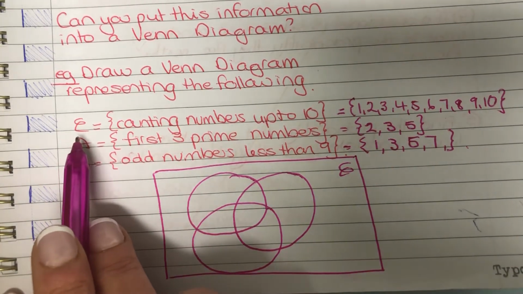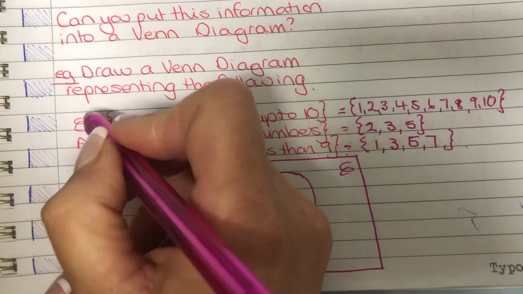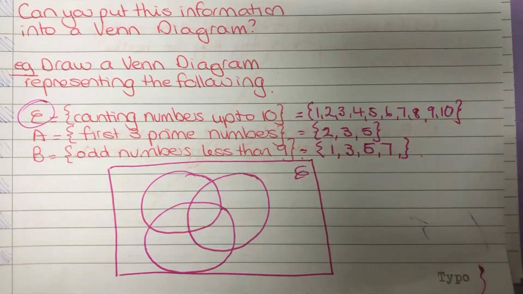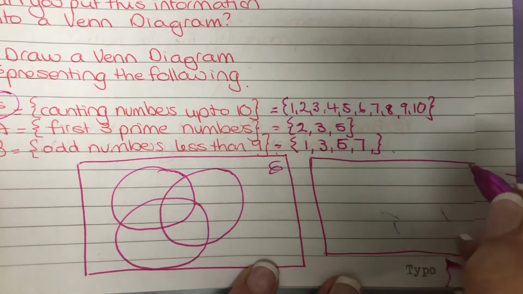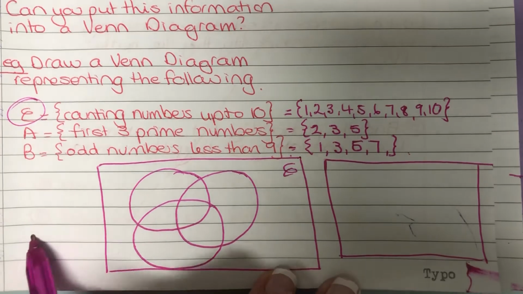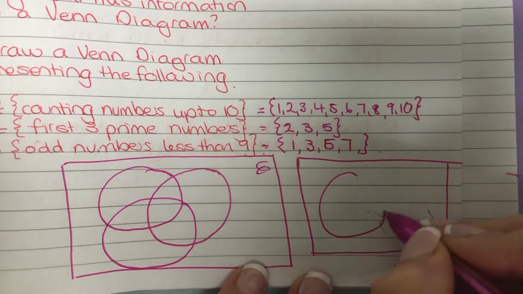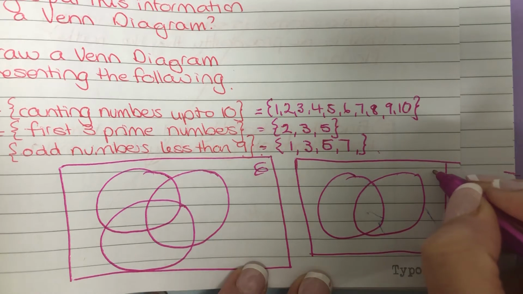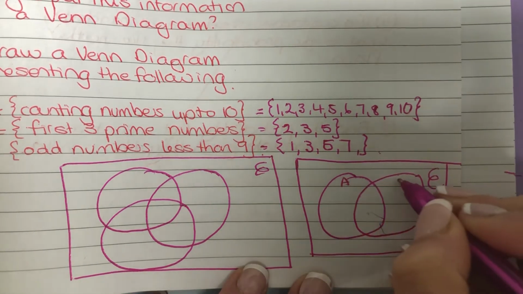So counting, oh goodness, I've made a mistake. What's my mistake, everybody? E is the set of counting numbers, so it's actually only 2 circles. Shame. Okay, I'm glad I made that mistake because now you won't make that mistake. So counting numbers is the whole lot, and in fact it's only A and B that go in here. So we've got the E here, and this is 1, 2, 3, 4, 5, 6, 7, 8, 9. We're going to label that A, label that B.